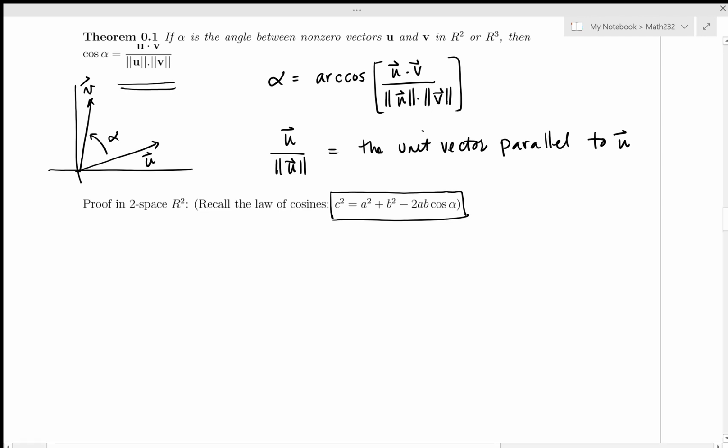Okay, so I'm going to draw yet another picture. This is kind of the same thing, really. I'm going to label it slightly differently. So let me now call this vector v, and let me call this vector up here u. Those are my two vectors.